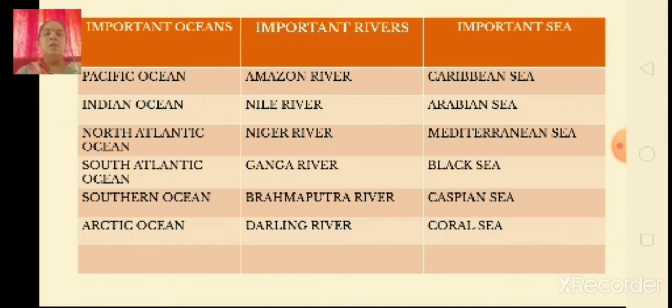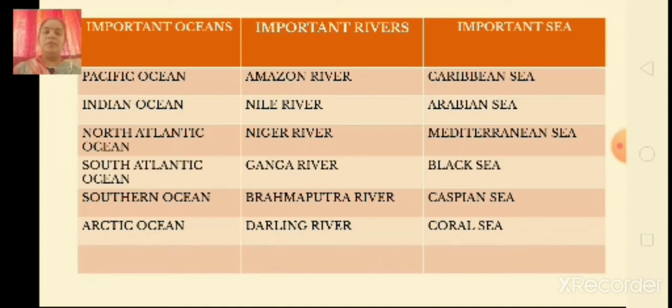Important oceans: Pacific Ocean, Indian Ocean, North Atlantic Ocean, South Atlantic Ocean, Northern Ocean, and Arctic Ocean. In the rivers, we studied about Amazon River, Nile River, Niger River, Ganga River, Brahmaputra River, and Darling River. Under important seas, we studied Caribbean Sea, Arabian Sea, Mediterranean Sea, Black Sea, Caspian Sea, and Coral Sea. Okay. So, this is what we did in our last session.